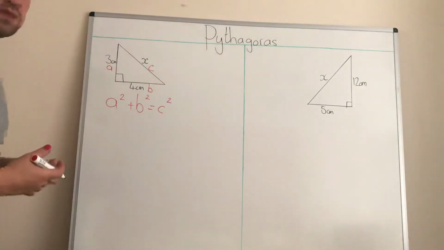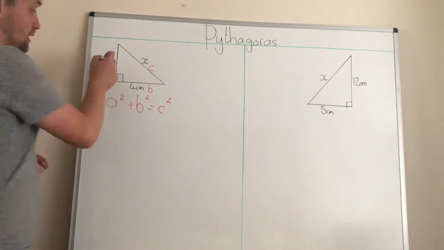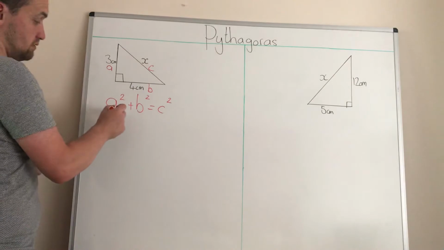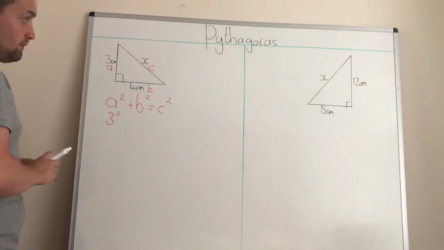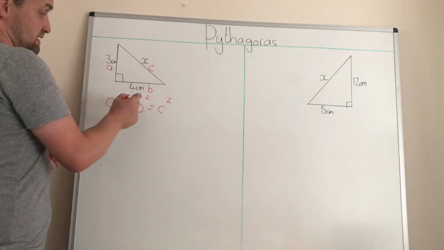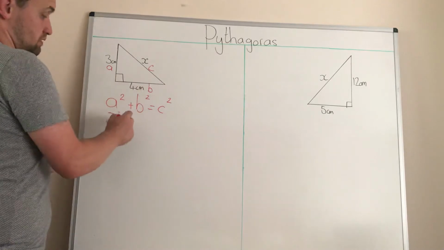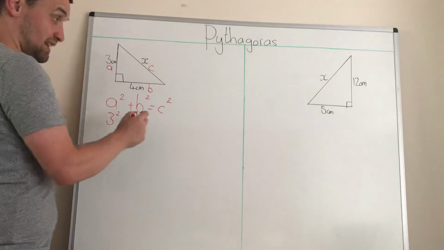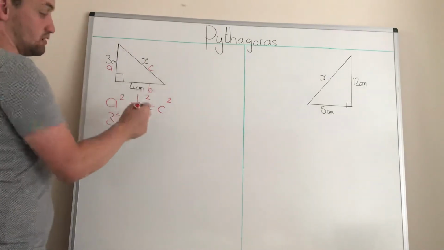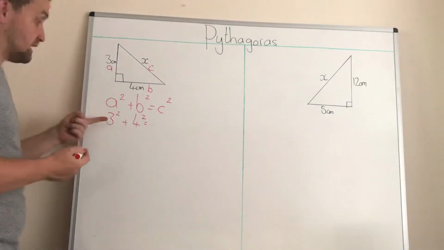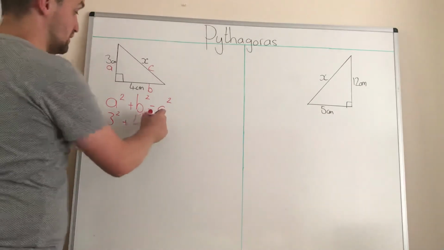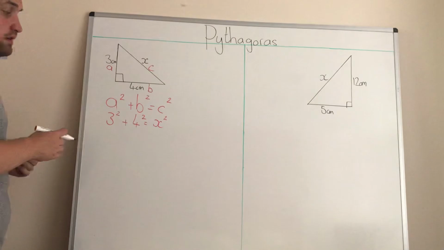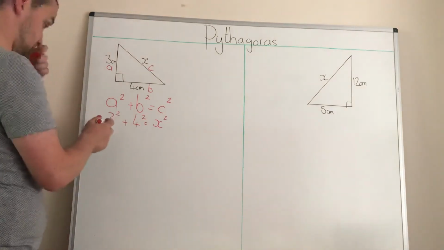And then we're going to do a bit of substitution, okay? Wherever we see an A, we're going to put a 3. So we've got 3 squared, okay? Wherever we see a B, we're going to put 4, so plus 4 squared. Now, you can either leave it as C squared or you can put X squared. I'm going to put X squared. I've substituted everything else. I may as well substitute that as well. Squared. And then we need to work out what each individual part is.